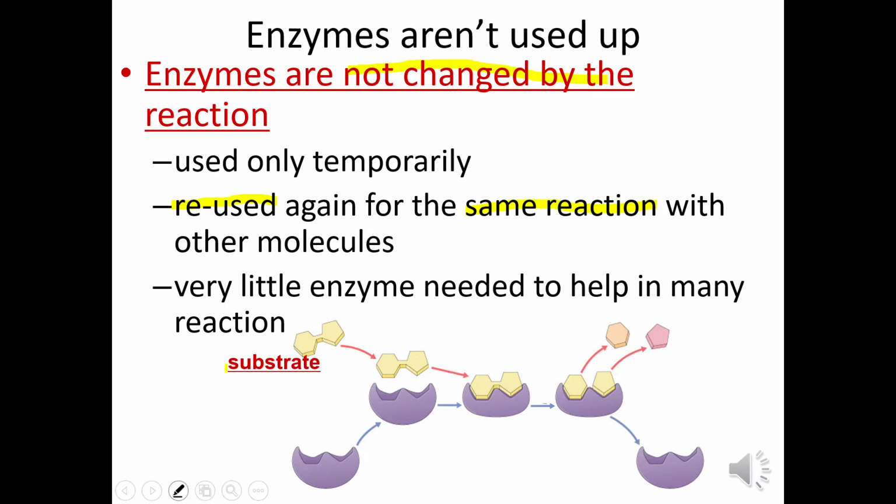For example, looking at this picture, we have a yellow molecule, that's the substrate. The purple Pac-Man looking thing is the enzyme. The active site is where it goes into the enzyme. And the products are what is made in the reaction.